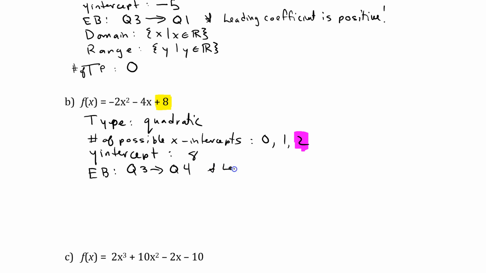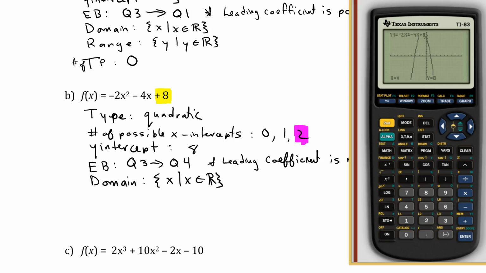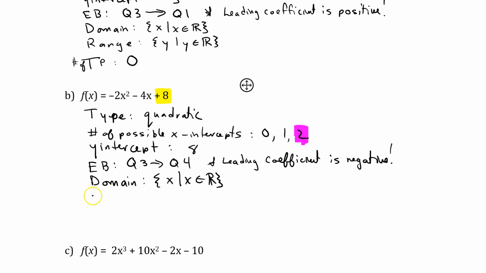And this is because the leading coefficient is negative. The domain for parabolas is always x, such that x is an element of the reals. Because when we look at it, we can see we can cover every single x value. So this extends beyond here, so it goes all the way out to negative infinity and positive infinity. The range is a little bit different.